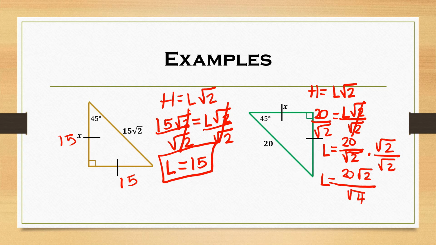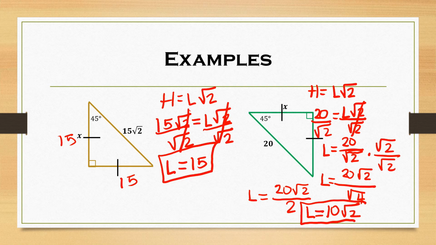Now, what's the square root of 4? Okay, correct. That is 2. So, leg is equal to 20 square root of 2 over 2. So, 20 divided by 2, leg is equal to 10 square root of 2. Okay? So, ito ngayon yung ating final answer.